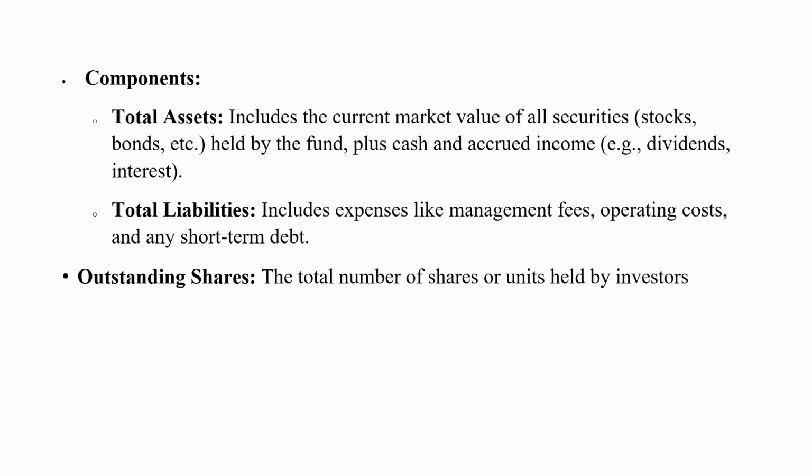And the third component is outstanding shares. This is the example I'm going to explain about how NAV is calculated for a mutual fund. The total number of outstanding shares is 100 million. Sorry, not 100. Let me say instead of 100, 10 million.